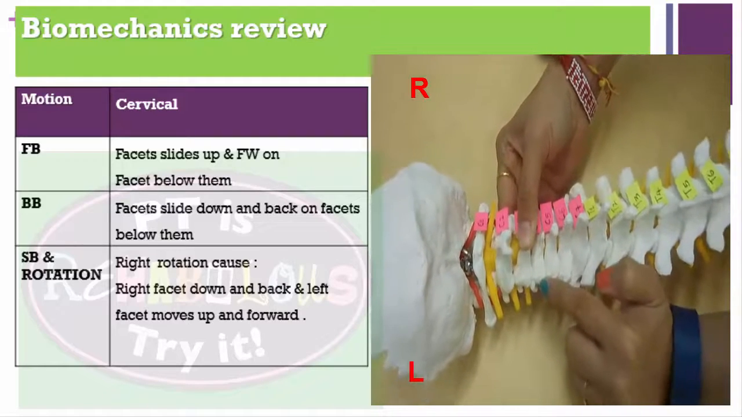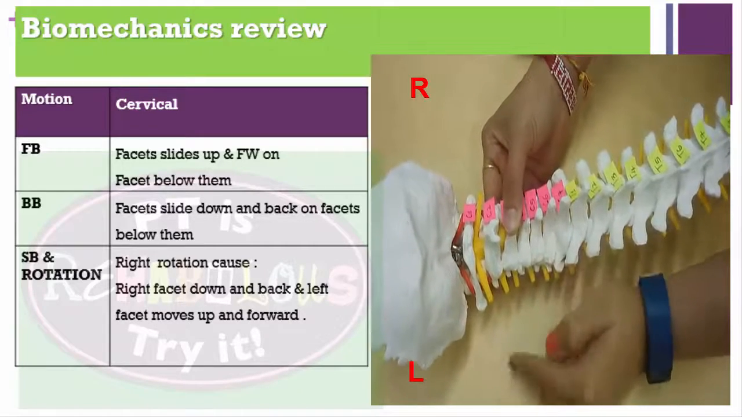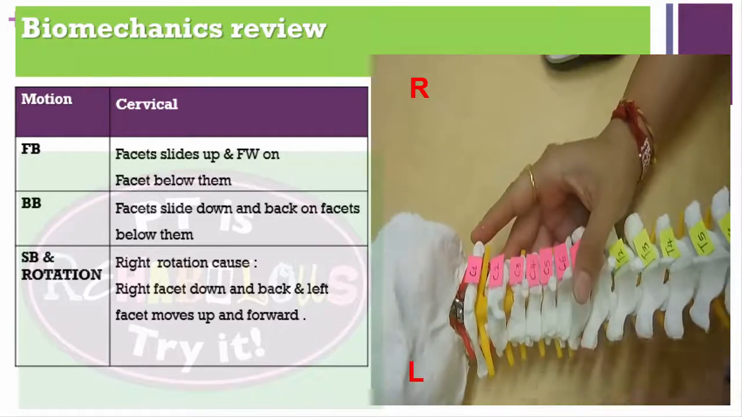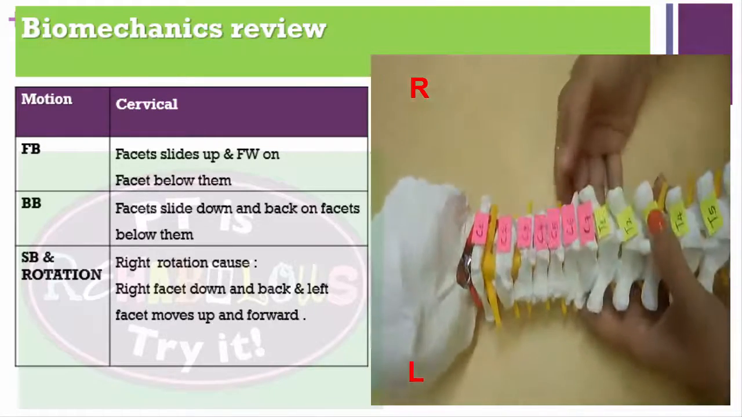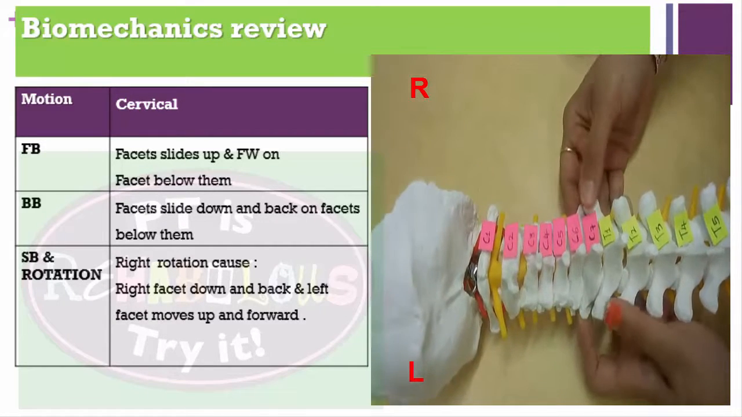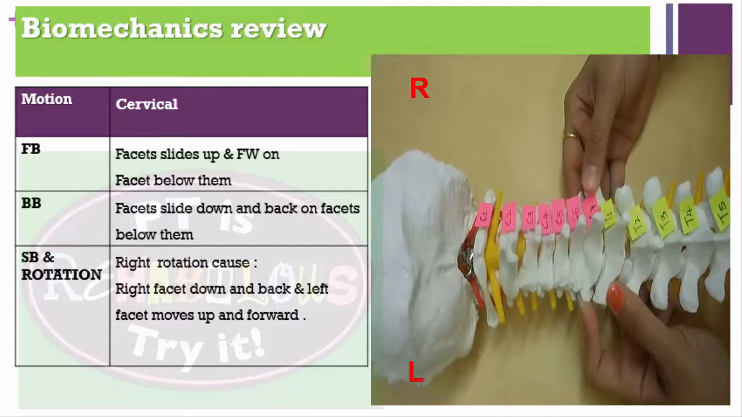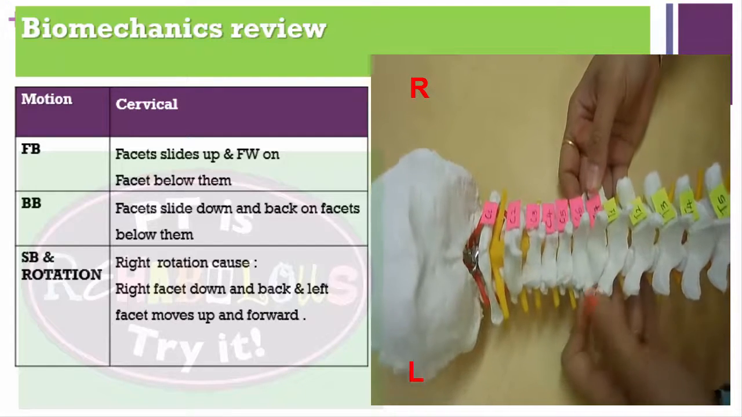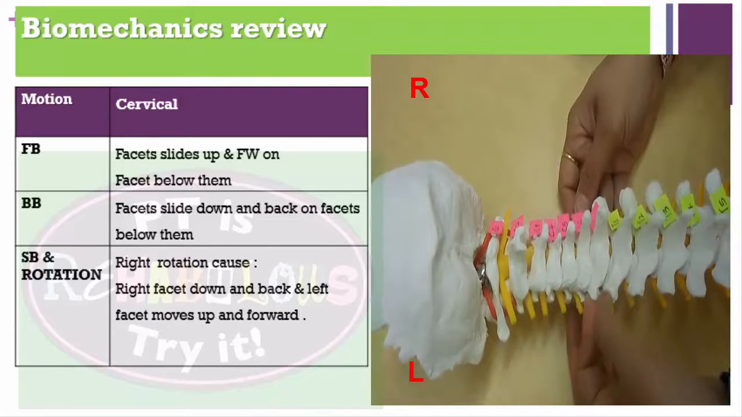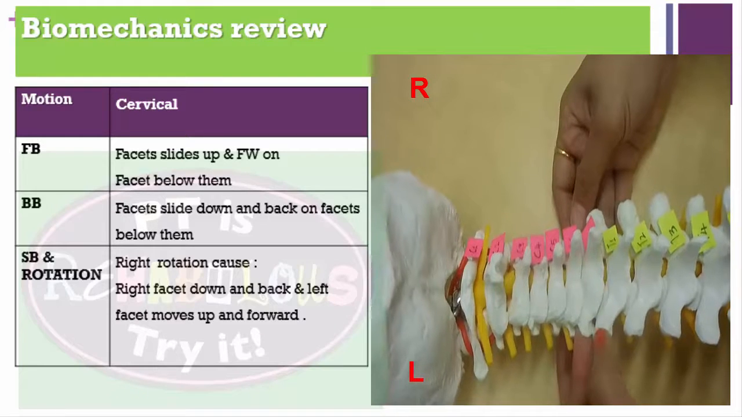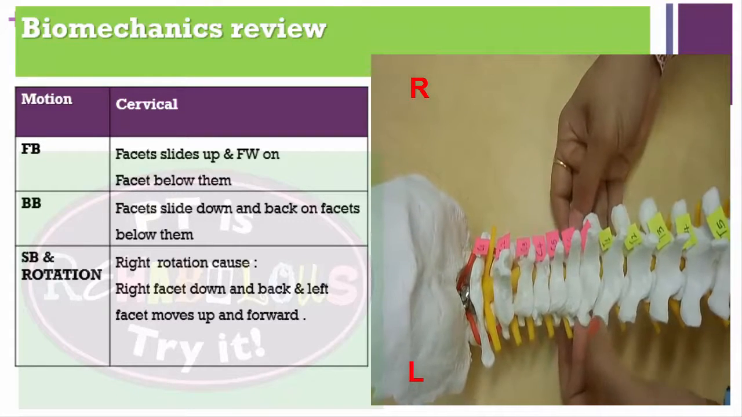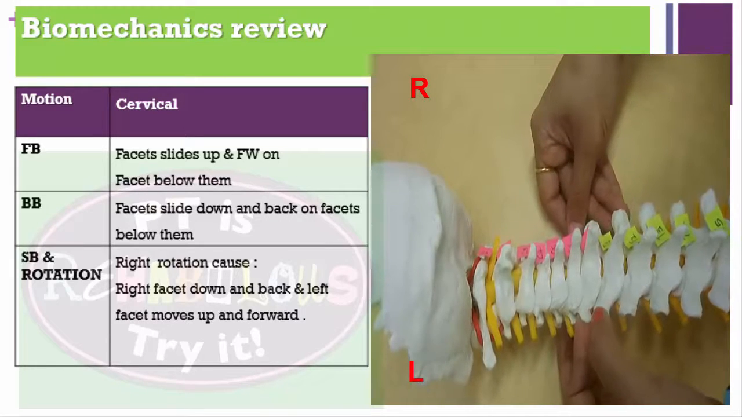In the same way, let's see the rotation. If this is my right side, this is my left side. If I want to do right rotation, I need to move the left transverse process. Let's move that. I moved the left side, so right rotation occurs. You can notice that your right side facet is going downward and backward.